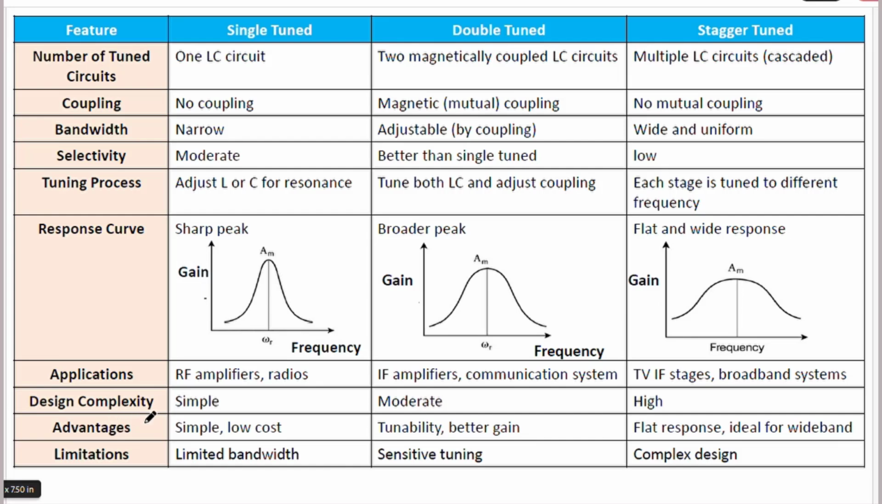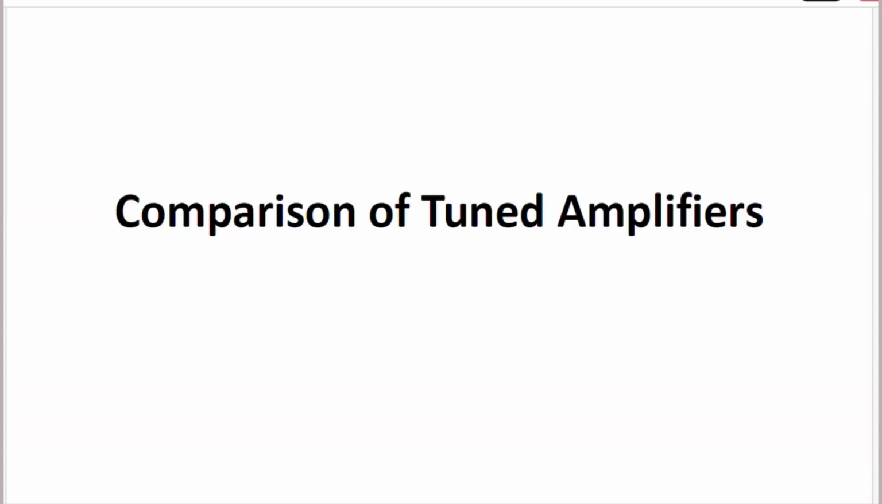And coming to the design complexity feature. Obviously, the single tuned amplifier design complexity is very less. It is very simple to design. The double tuned amplifier complexity is moderate, and the staggered tuned circuit complexity is high because you have to tune different tuned circuits with different frequencies. So that is the reason of having high design complexity for staggered tuned.